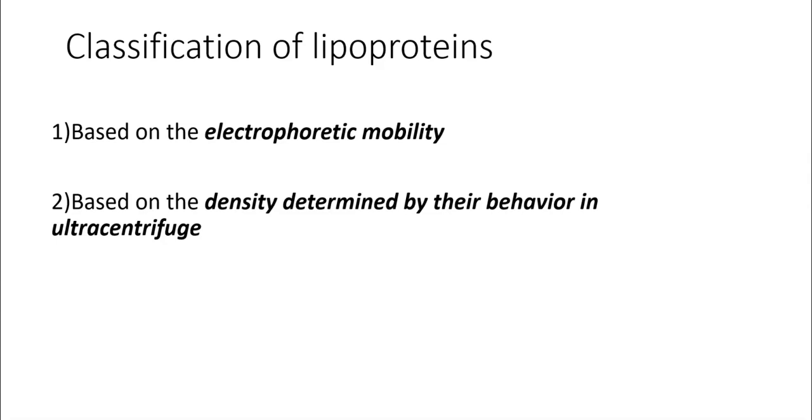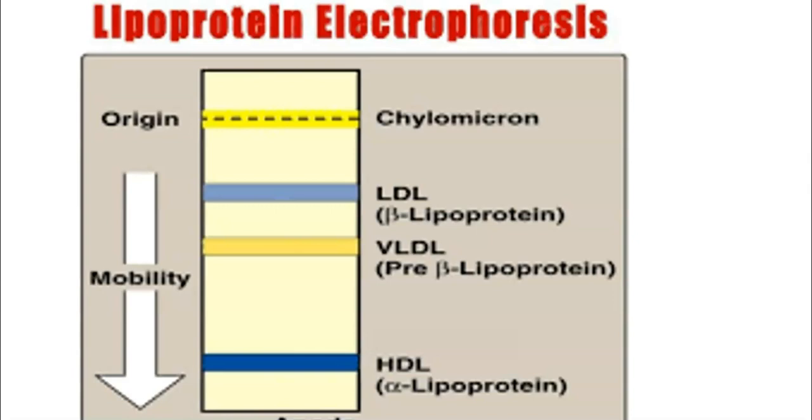Now, we are entering into classification of lipoprotein. There are two types of classification: the first based on electrophoretic mobility and the second based on density, determined by their behavior in the ultracentrifuge. In case of the electrophoretic method, we can classify the lipoproteins into four types. Which are they? Chylomicron, LDL, VLDL and HDL.